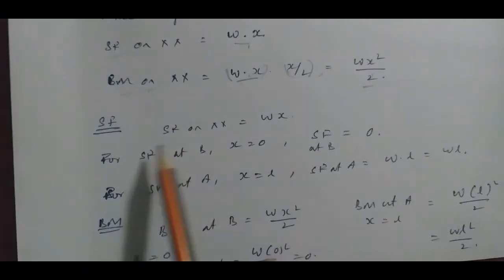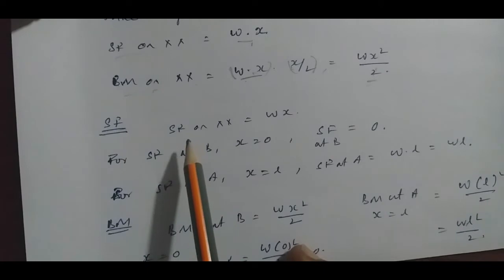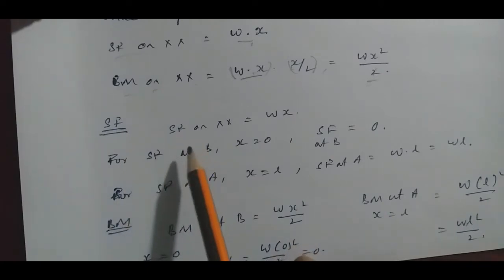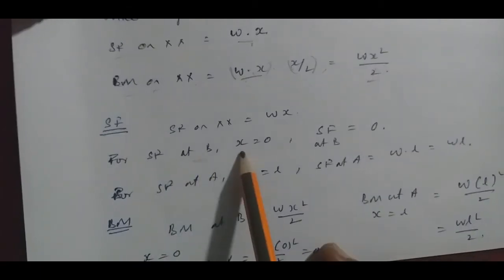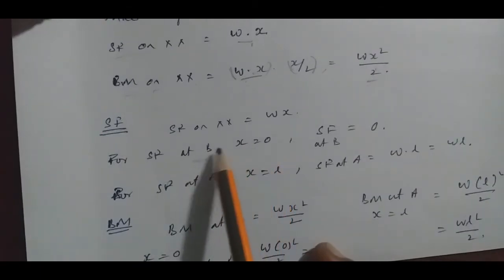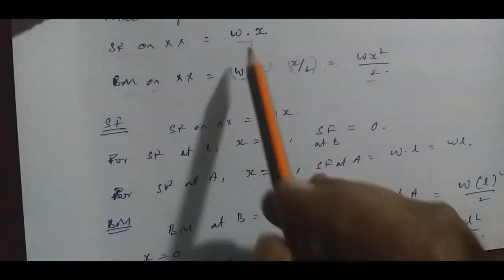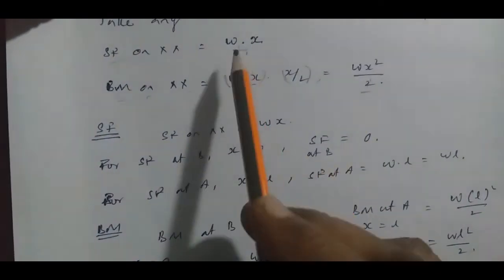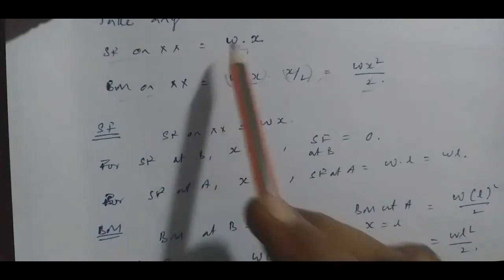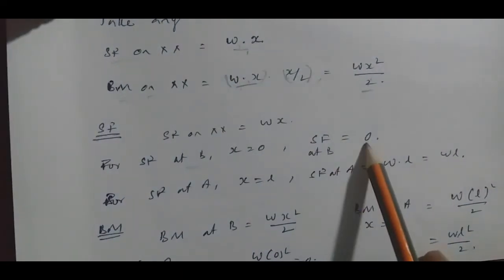At the free end, I mean bending moment and shear force in both sections. So at the free end at B, the value of x is equal to 0. Substituting x is equal to 0 in the shear force equation Wx, x will become 0, so the shear force will also become 0. W into 0 will be 0.